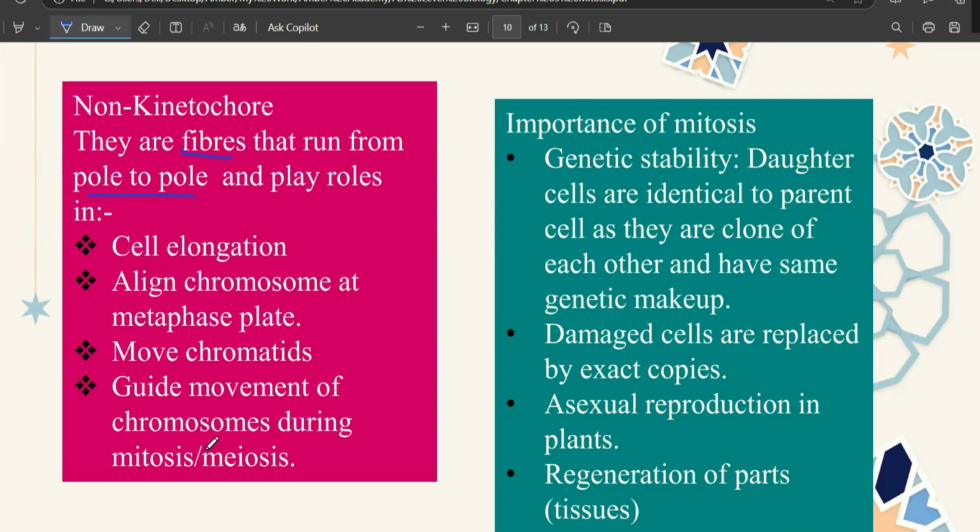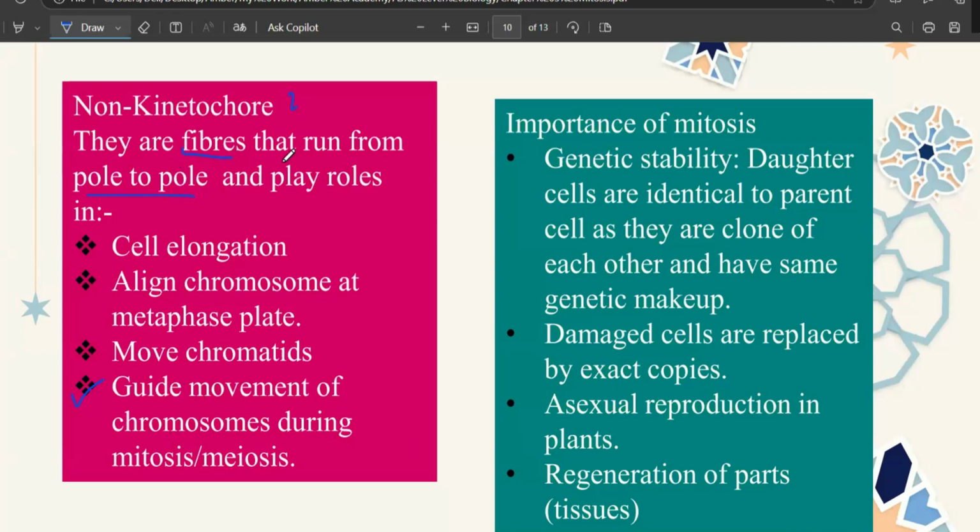Sometimes when they ask you this question that write the functions of non-kinetochore for 2 marks, then take this point as your preference point, meaning that write this one as your top priority. Okay? That non-kinetochores are responsible to move the chromosomes during mitosis or meiosis. And the other, you can write any other point, whatever is convenient for you or whatever you can remember. But if they're asking you for 4 marks, then you need to write all of them. But if they're asking you for 2 marks, then this should be your preference that you need to write here. It is guiding the movement of chromosomes during mitosis or meiosis.